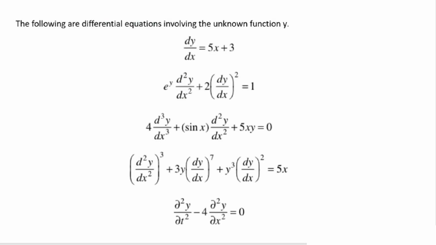The following are differential equations involving the unknown function y. So we have dy over dx equals 5x plus 3. Another one is e raised to y times d squared y over dx squared plus 2 times the square of dy over dx equals 1, and so on. These are examples of differential equations involving an unknown function y.